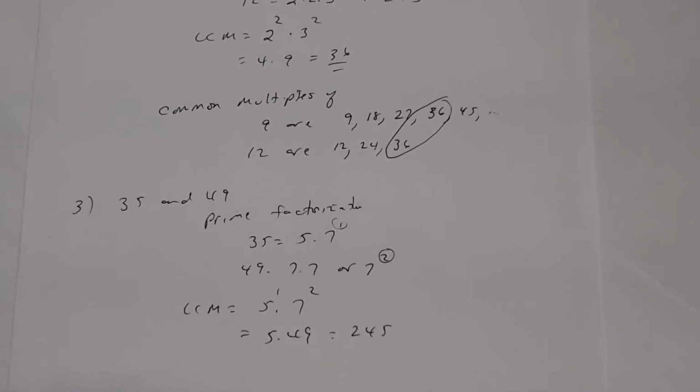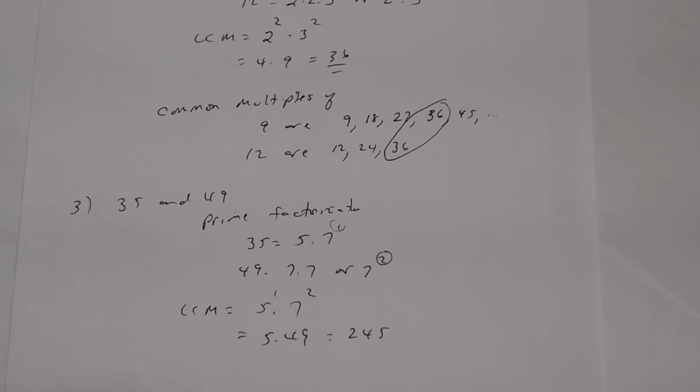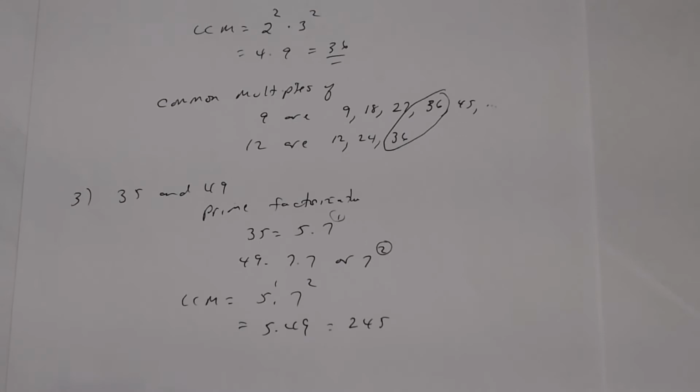Okay? And so it's quicker to just go ahead and do it that way rather than list common multiples, at least for this one. All right? Now, what I want to do before I go into the next one is kind of review the greatest common factor before we continue on with the greatest common multiple.